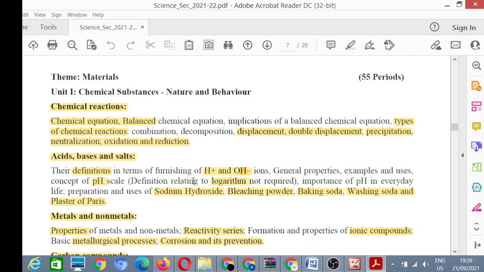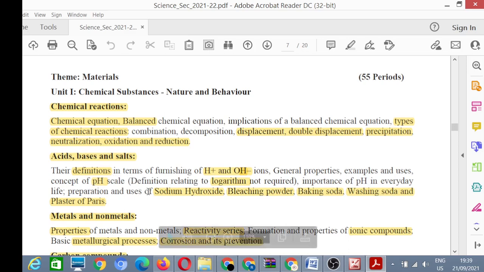In terms of furnishing of H plus and OH minus ions. H plus ion is in acids and OH minus ion is in bases. Then general properties. What are the general properties of these three? Then examples. I have already given you some examples. Then uses. What are the uses of acids, bases and salts? Then the concept of pH.